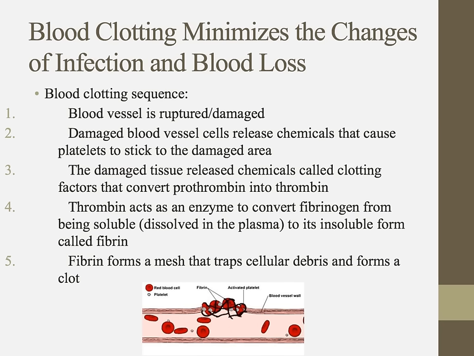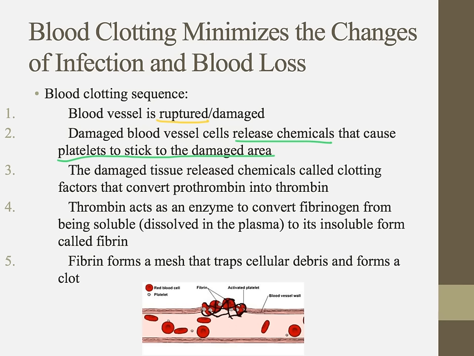Okay, so let's say I have a cut. Okay, how am I going to form a blood clot? Well, after the rupturing of that blood vessel, okay, we're going to see the release of chemicals that cause platelets to stick to the damaged area. Okay, so I have some kind of a rupture. That ruptured blood vessel sends out little chemical messengers into your bloodstream that says, like, calling all platelets, okay? And it causes those platelets to stick to those damaged blood vessel areas.